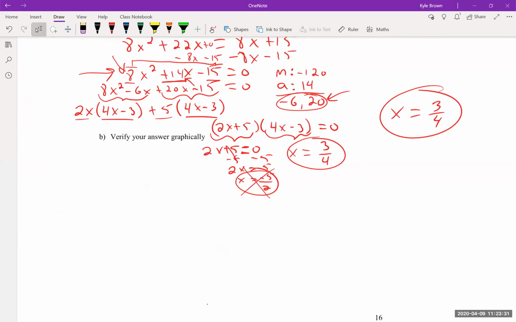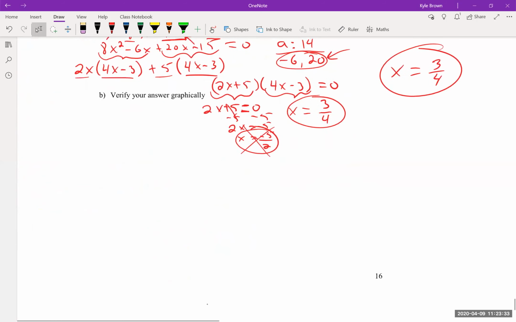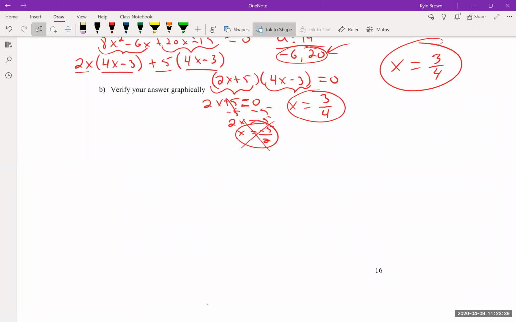Okay, verify your answer graphically. So graphically, this thing, nope, doesn't like that. All right.